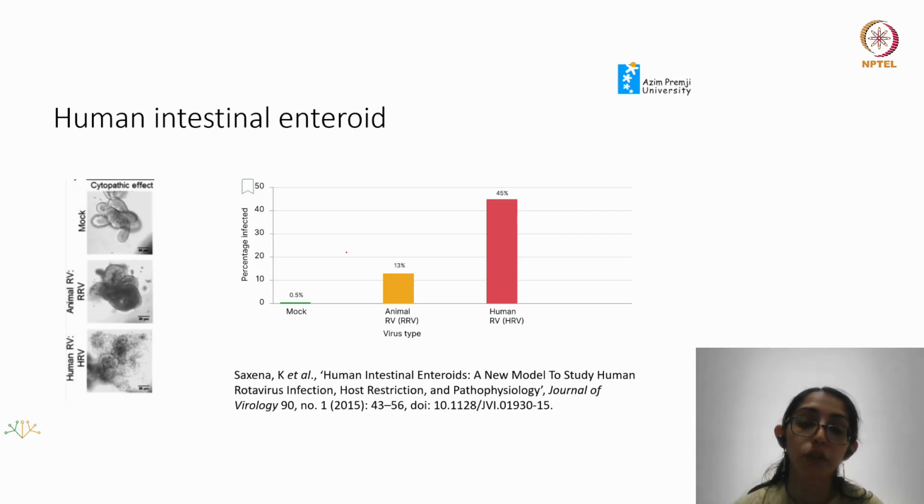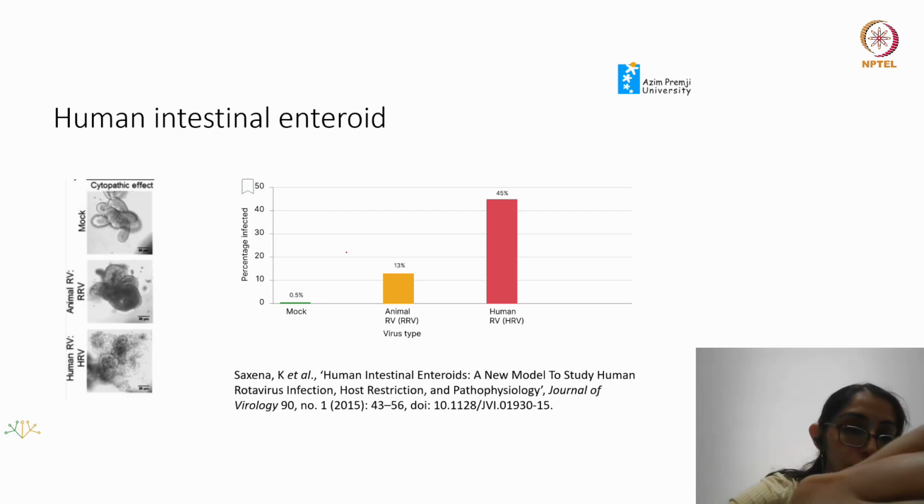Then what they did was to try to infect this enteroid with different strains of rotavirus, right? And they wanted to see if the human rotavirus was specific to this enteroid, and if so, that would indicate that the human enteroid is in fact a good model system to specifically study strains of the rotavirus that infect humans, right? And what you see on the left-hand side are images of the enteroid, right?